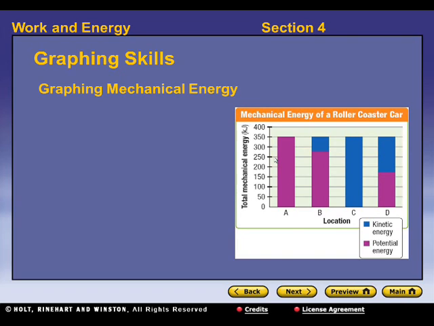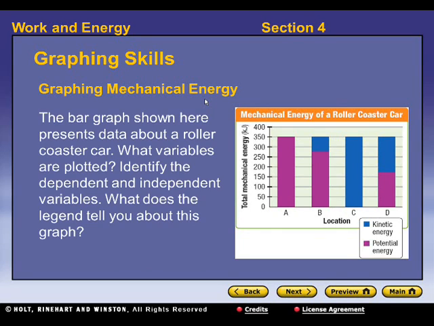So, graphing skills here. Let's look at graphing mechanical energy, basically just kinetic energy and potential energy. In section A here, the bar graph shown represents data of a roller coaster car. What variables are plotted? Identify the independent and dependent variables. What does this legend tell you about this graph? So, the location is the independent variable, and the mechanical energy, which is the total energy, both kinetic and potential, is the dependent. It depends on the location you're at.